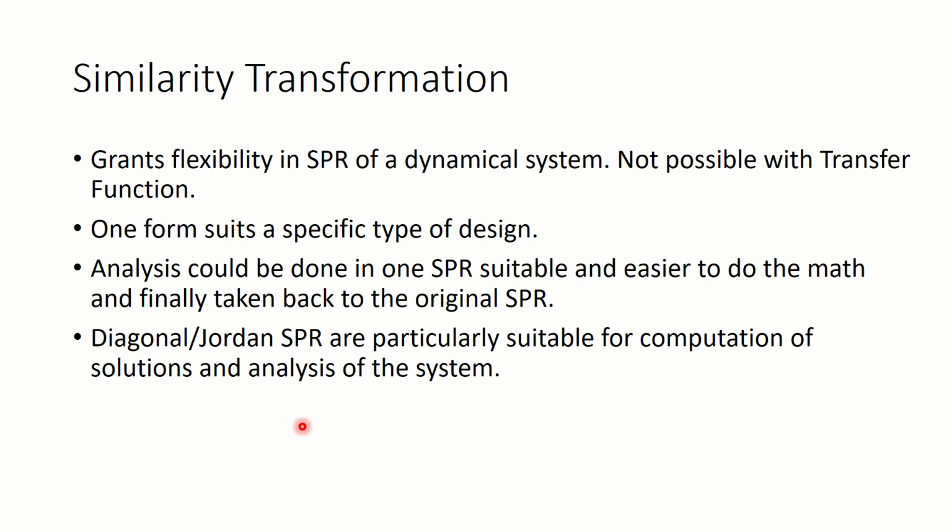That can always be done, and that we will do, and we will find that our life becomes very simple when we go to the diagonal or the Jordan form, and we can work there and then again come back to the original form. So that is one very prominent use of the similarity transformation that we are going to make in the purview of the control systems course.